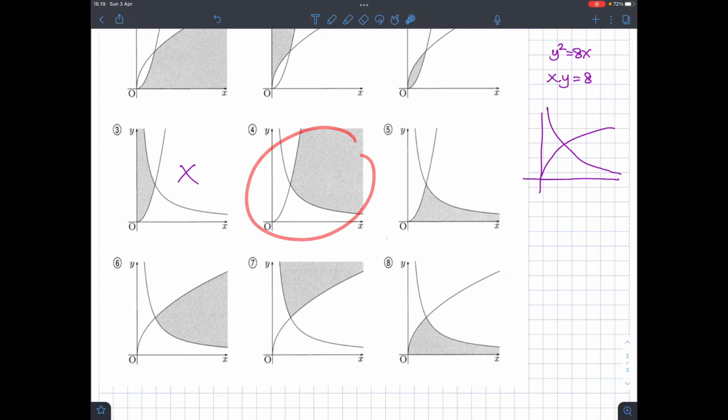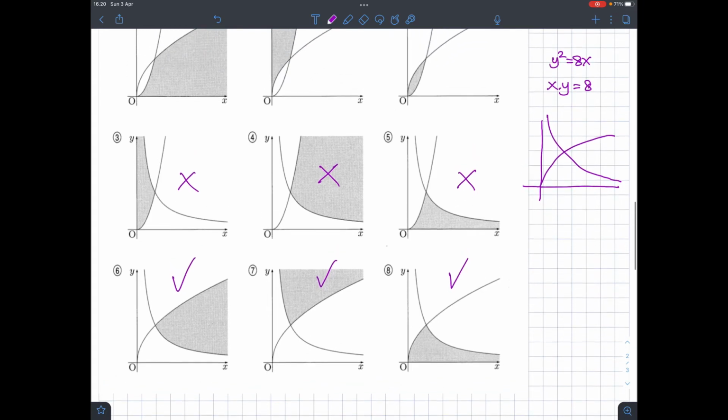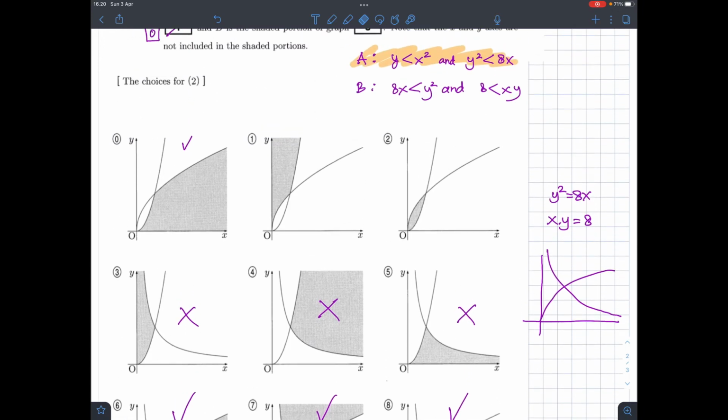Let's check here, also wrong, because this is exactly the same but here is the wrong graph. So this is also not correct. This is as well not correct, because here is y equal x squared. And I think this is possible. This is also possible, and this is also possible. Now we only check the shaded part. We already have three optional correct graphs.